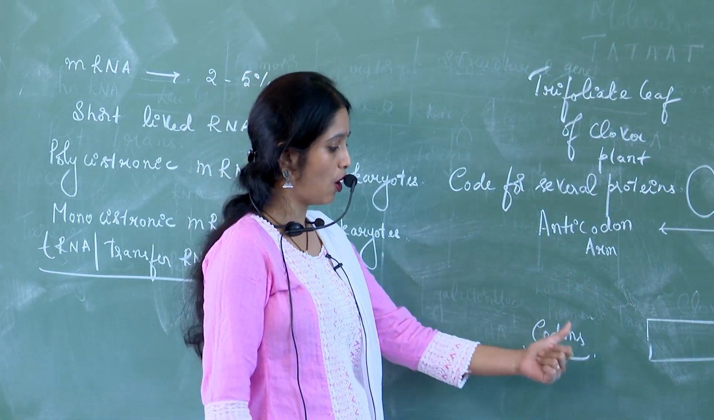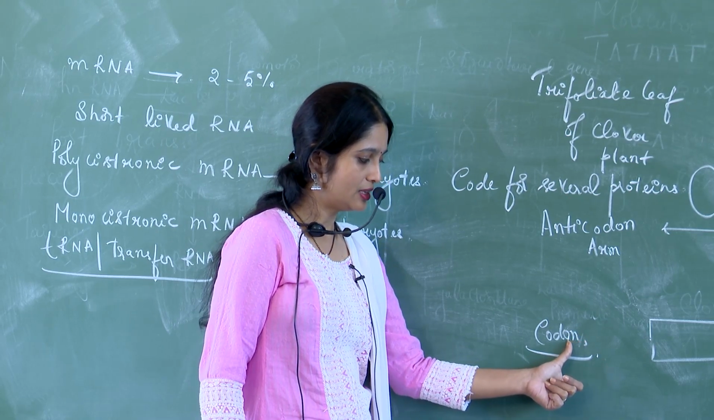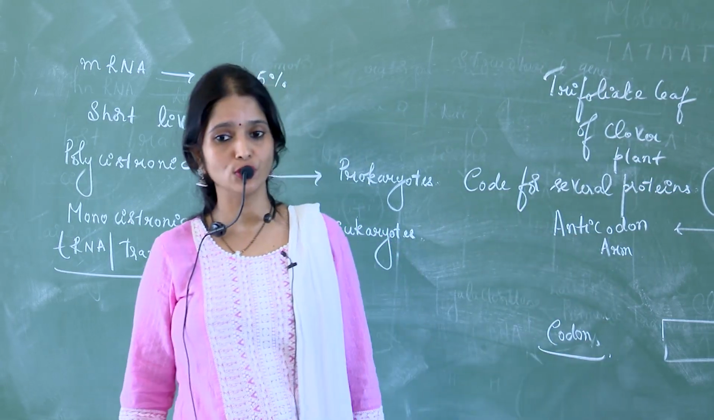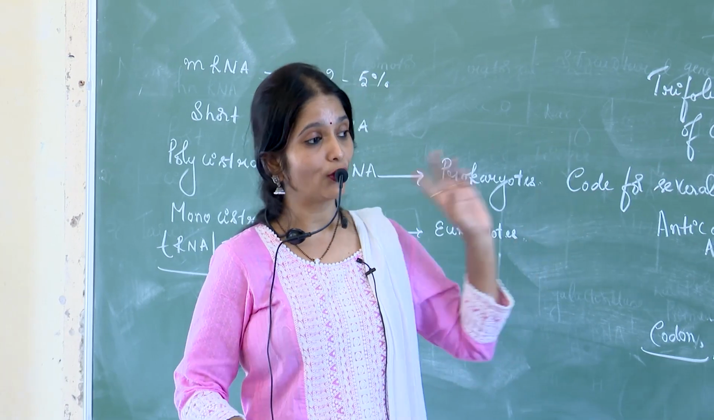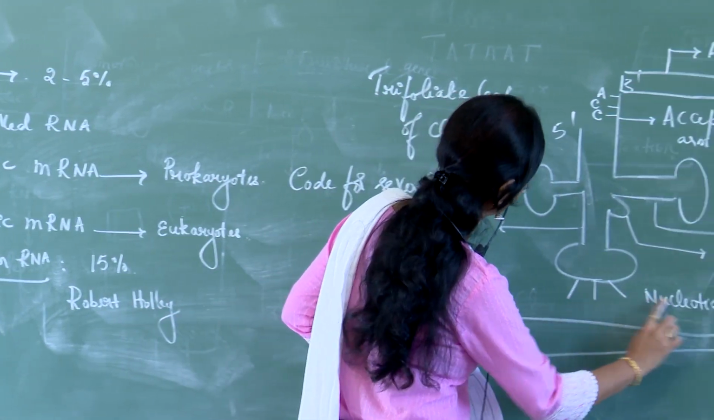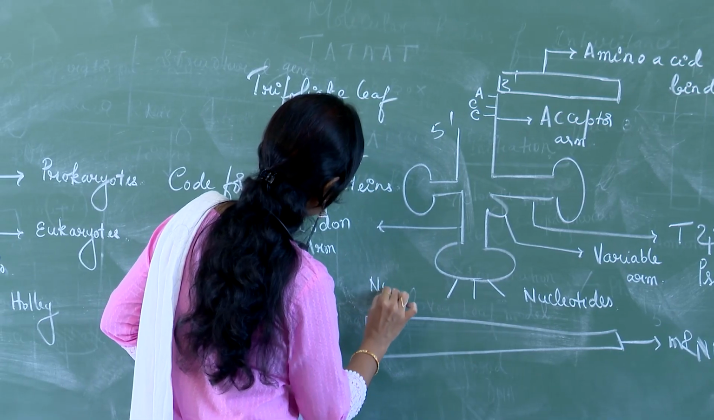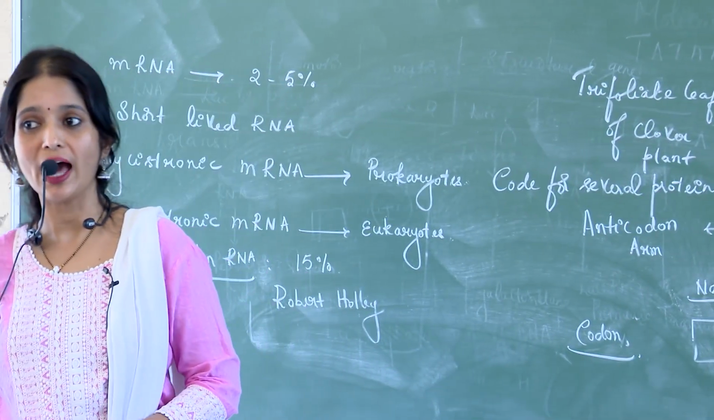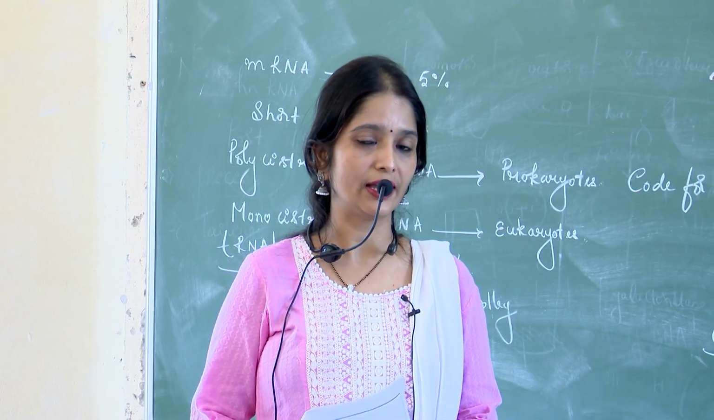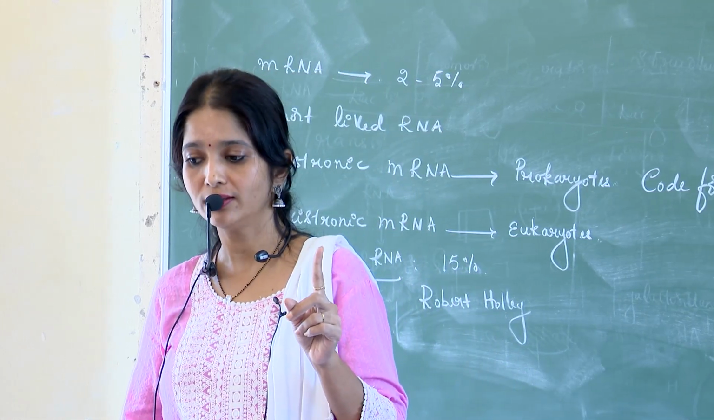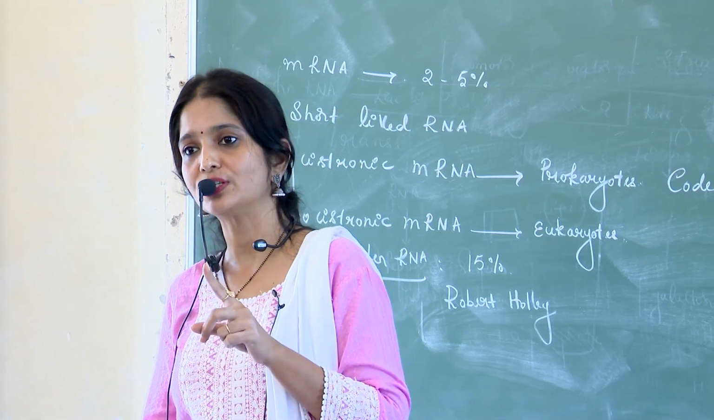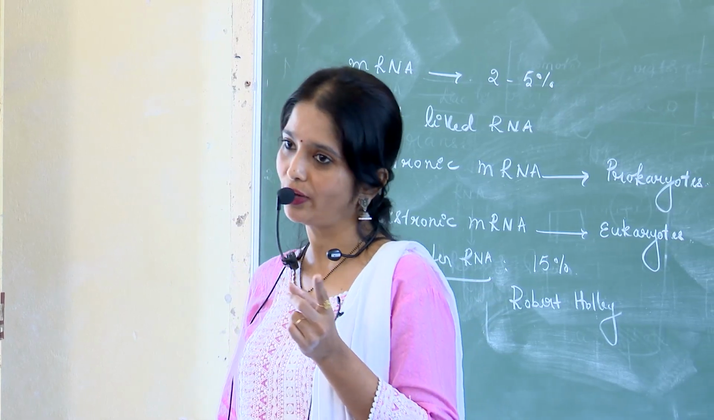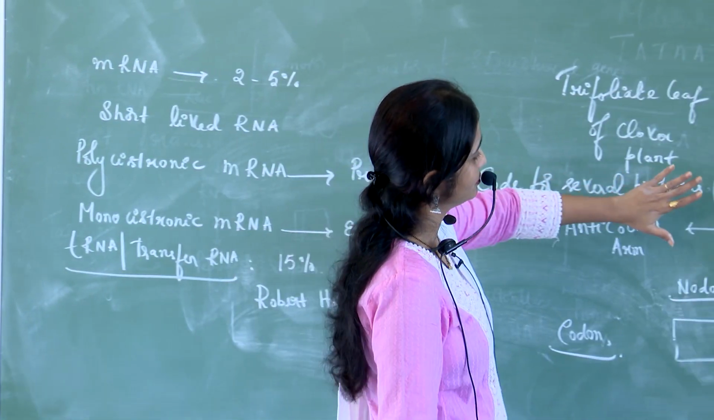If you read the codon in the opposite direction, this is called anticodon. Anticodons are also known as nodoc, right? Anticodons are present on tRNA. Codons are present on mRNA. Anticodons are also known as nodoc, right? Yes. The last arm, what is this arm?